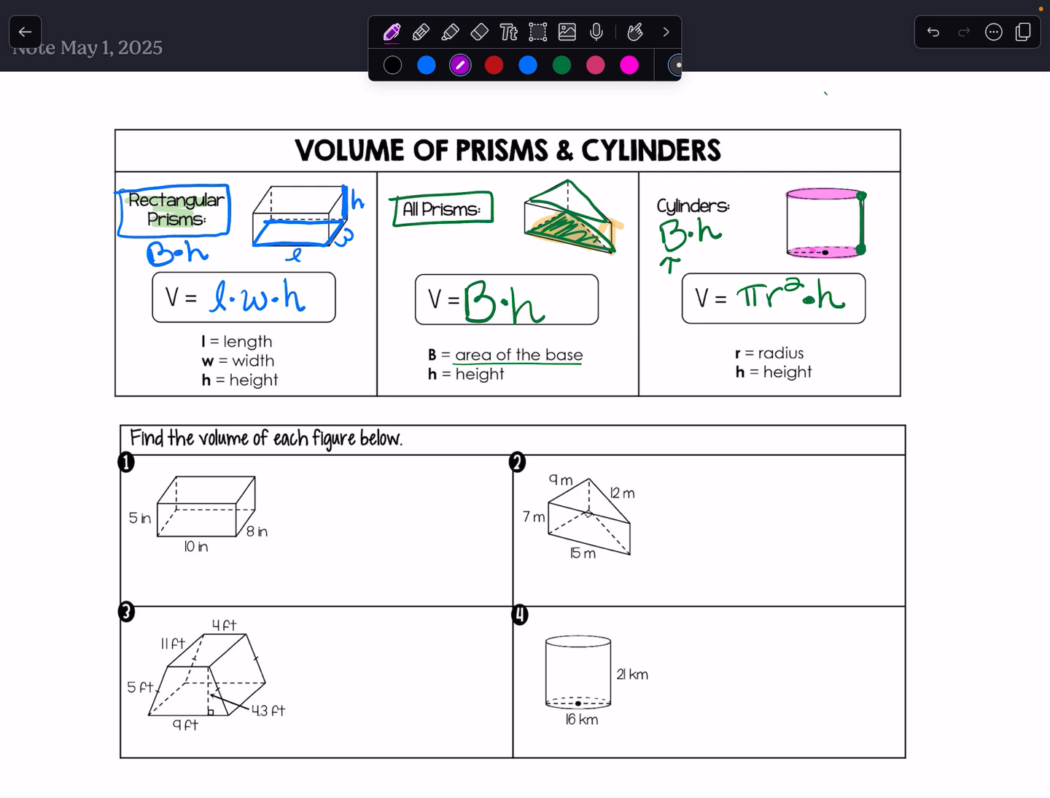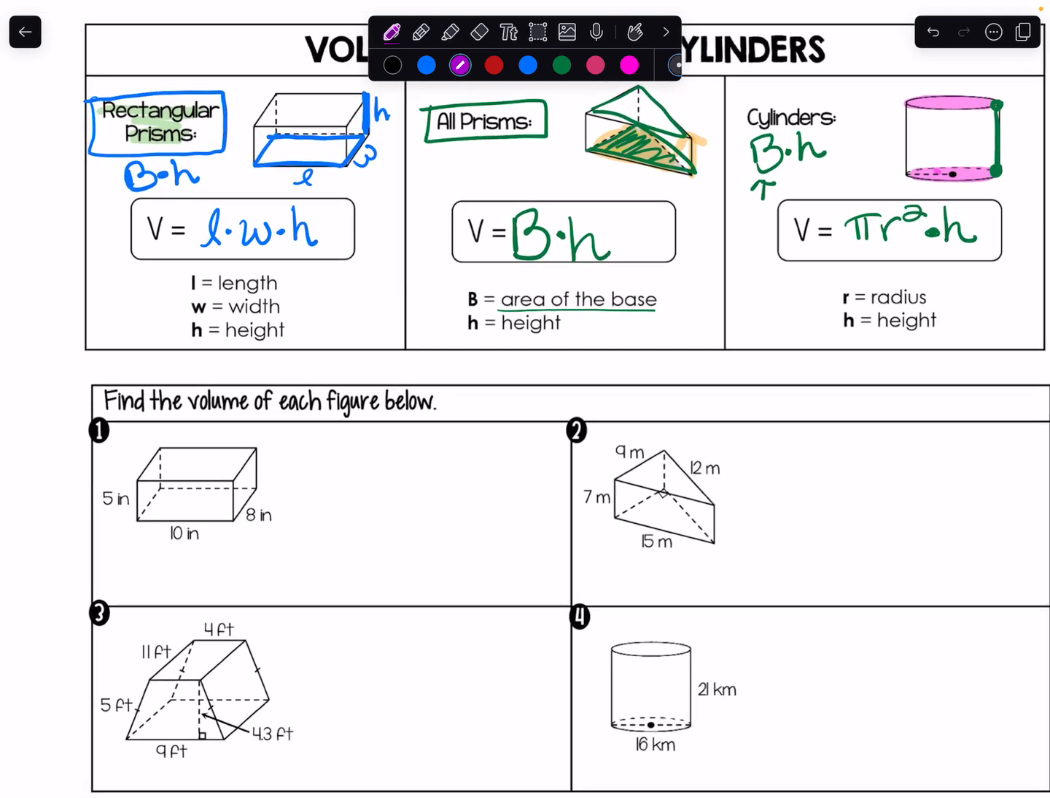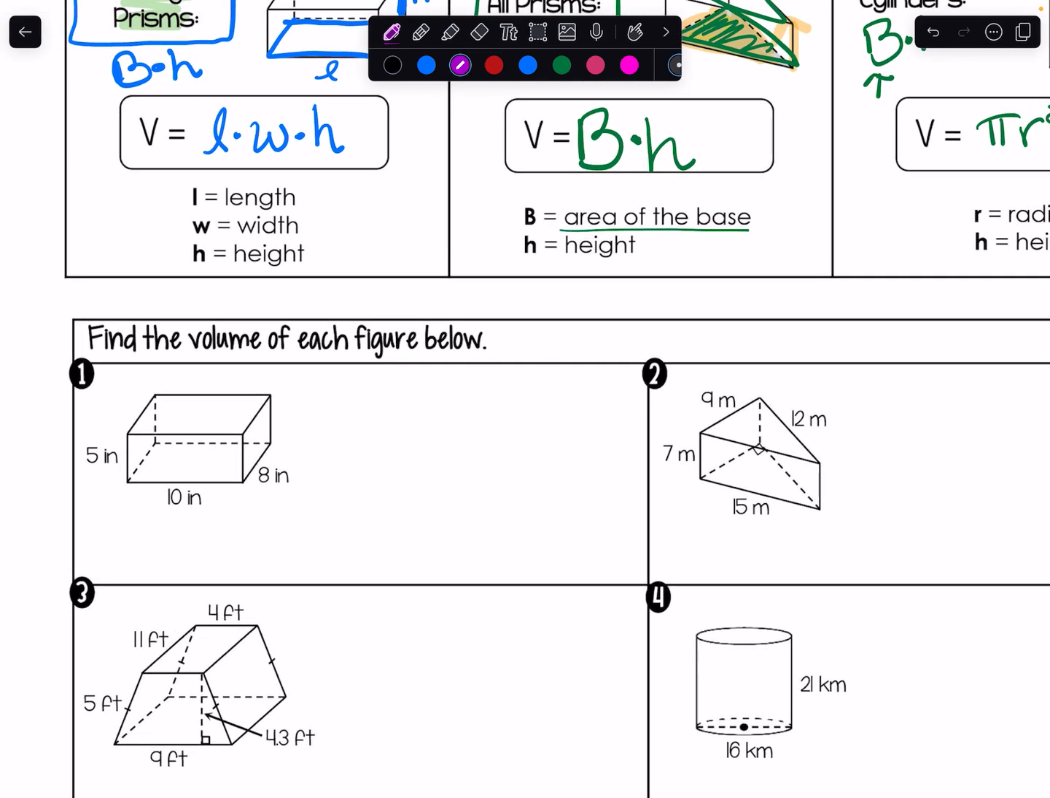I'm at home, my dogs are crazy, and remember, I don't stop for anything, so if they bark, I'm going to keep going. Okay, here is a rectangular prism.